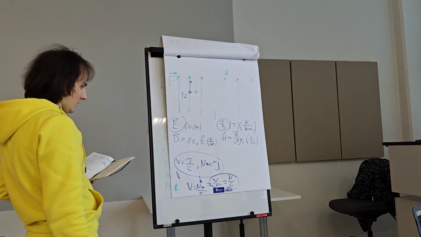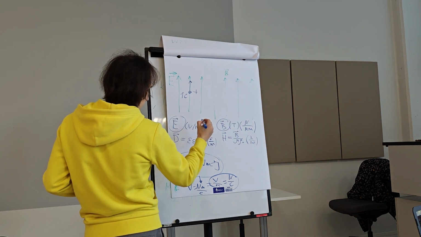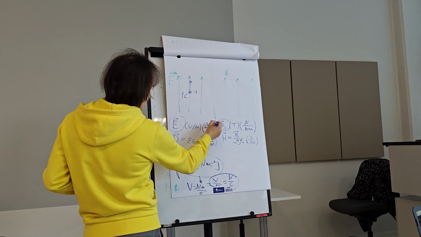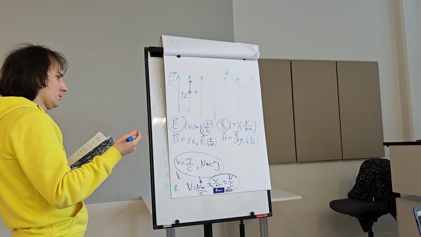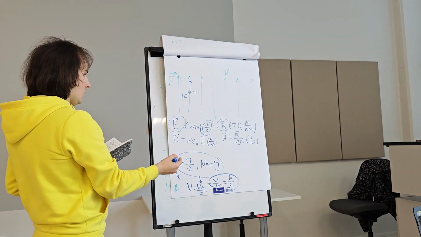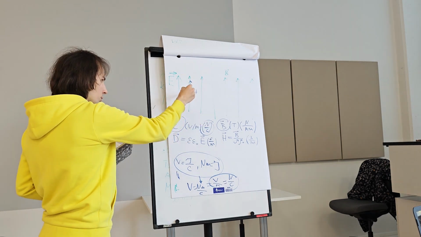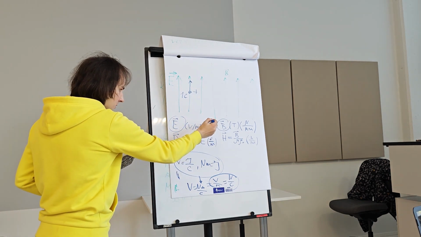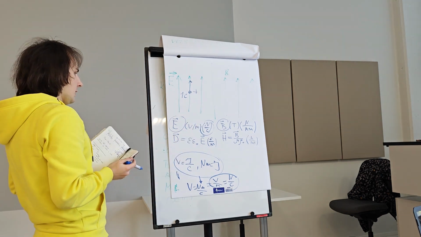So electric field can actually be measured in volt by meter or by newton by coulomb. And newton by coulomb is actually the more physical explanation, because electric field in fact shows you how big force is acting on the charge of 1 coulomb being placed in this field. So this comes from the physics, and this volt by meter comes from mathematics.